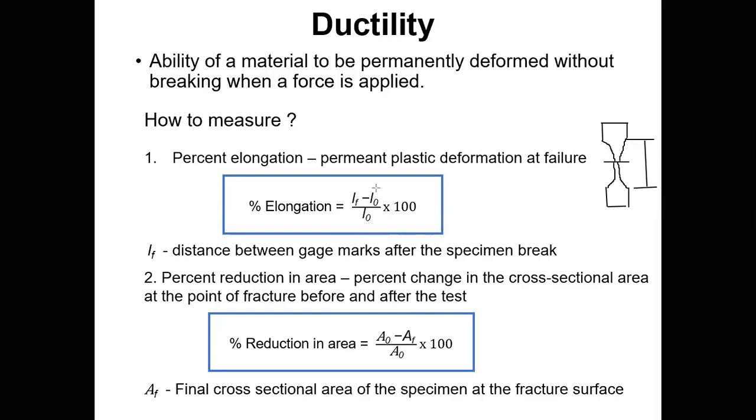right? So L naught is, as usual, the original length, that means before break, right? Before breaking, your gauge marks are still here. So this length is the original length, L naught. After breaking, this is LF, like that. Okay.